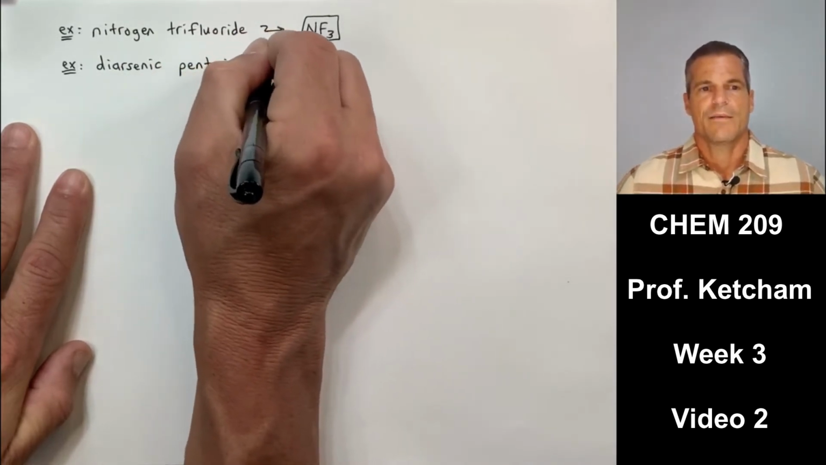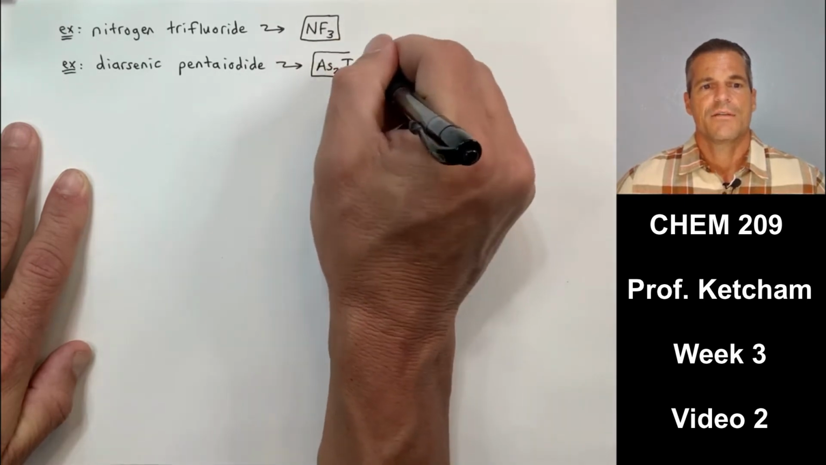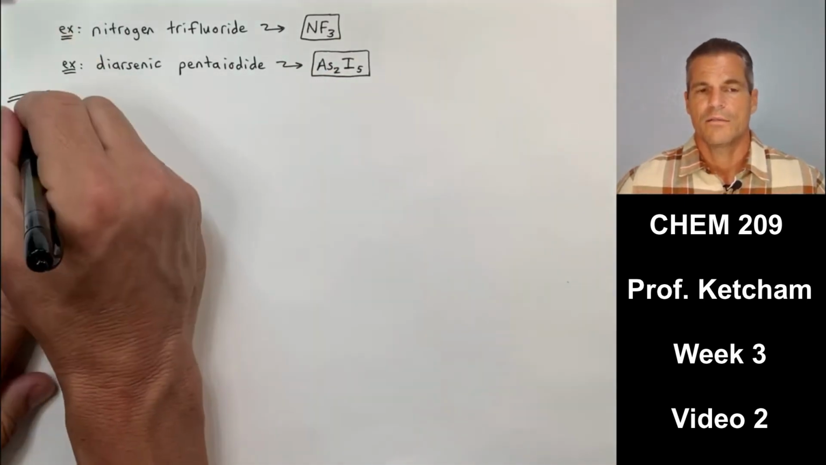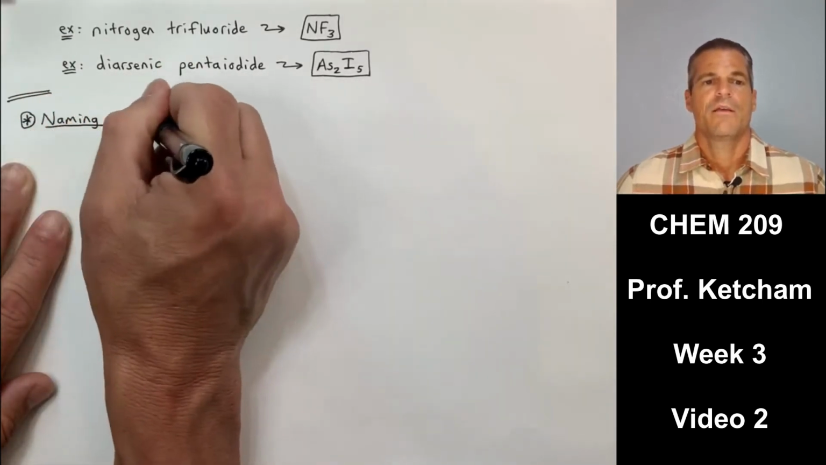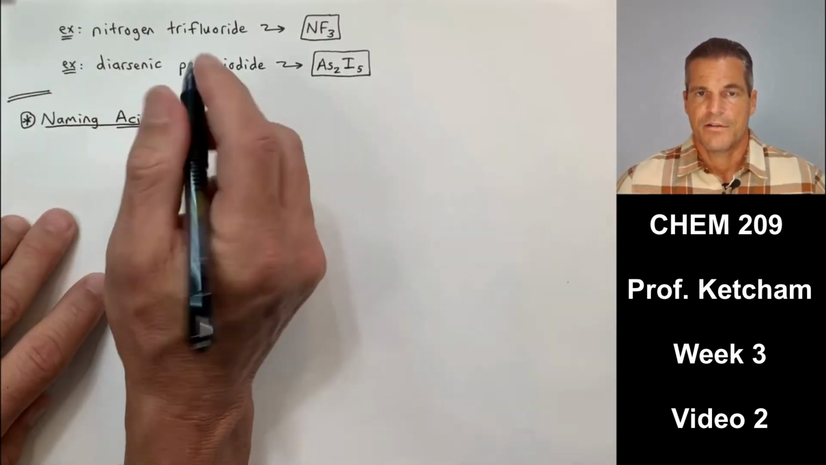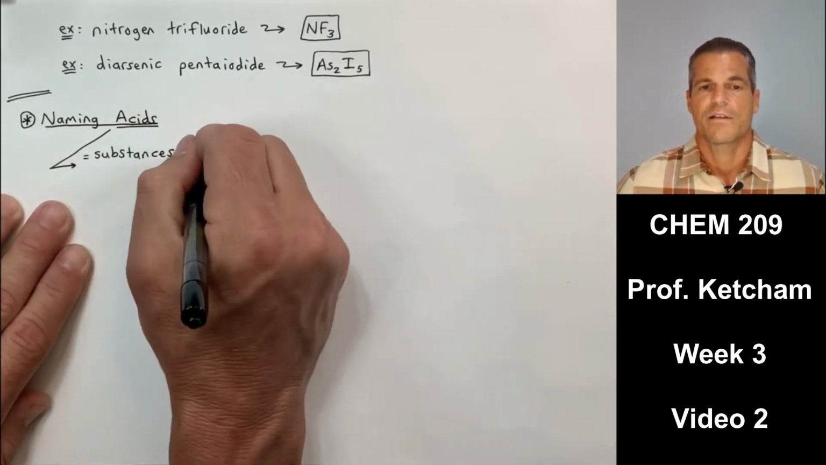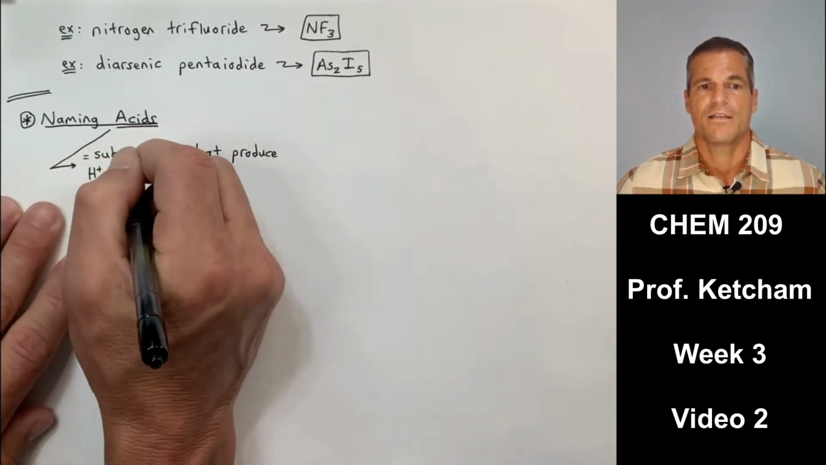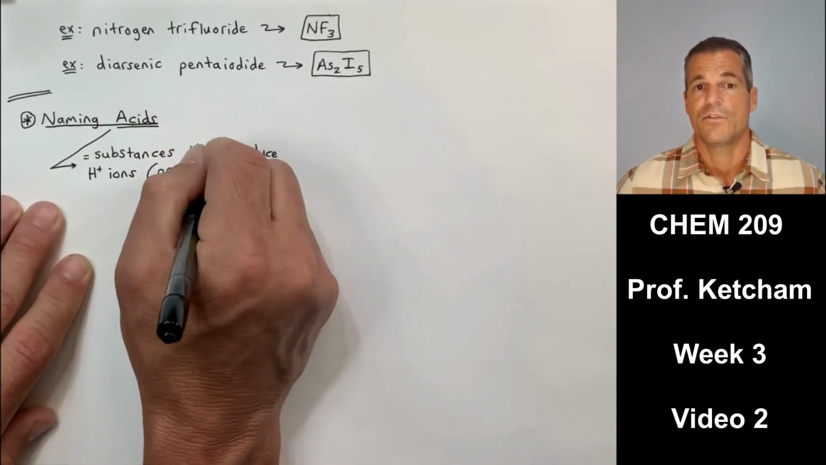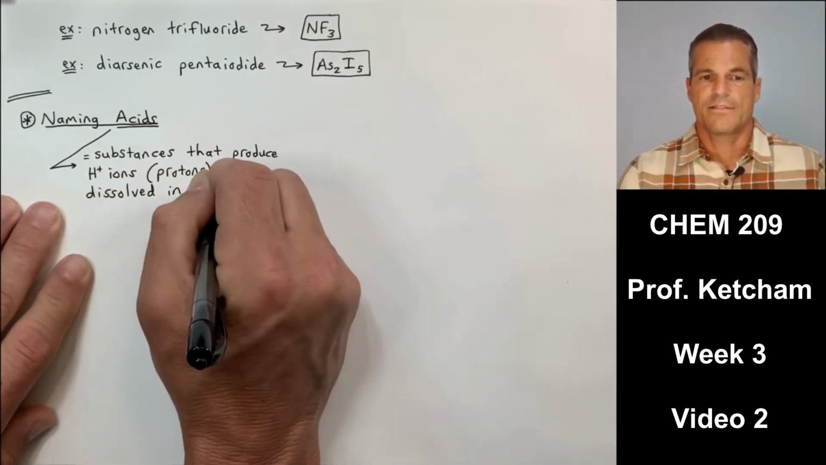All right, next example for covalent compounds. Nitrogen trifluoride, well, NF3. So this should be a very gratifying exercise here to know that this is fairly straightforward, getting the formulas for covalent compounds from the names. Diarsenic pentaiodide, well, that's As2I5.